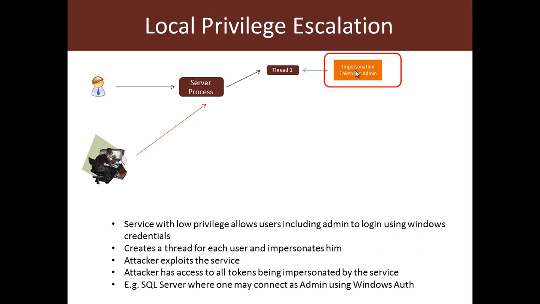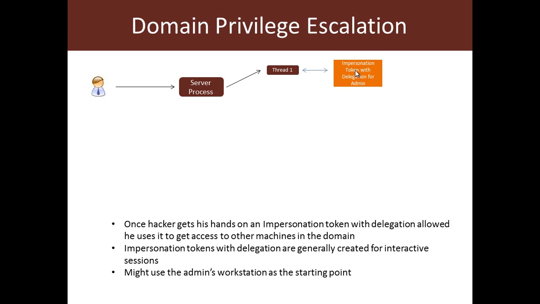But when an attacker subverts the SQL server, then the admin's token might still be available in memory, right? And the attacker can use it and assume the identity of the admin. So this is the local privilege escalation attack using impersonation tokens. The second is domain privilege escalation. Now this is a bigger problem and a bigger attack.